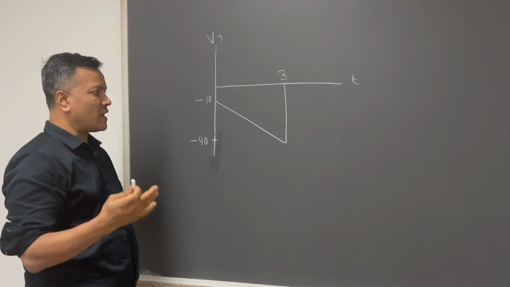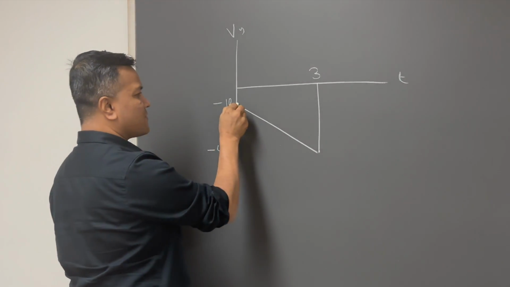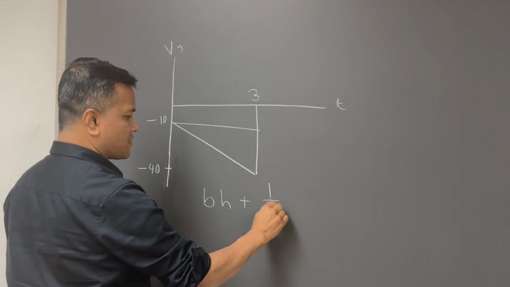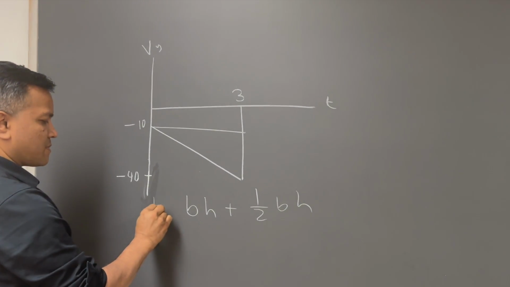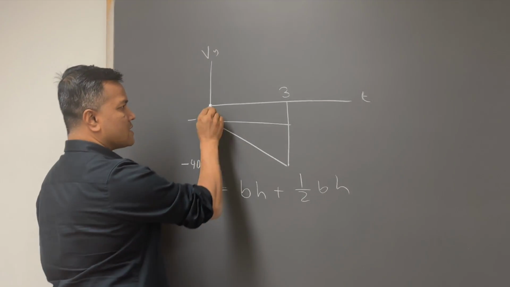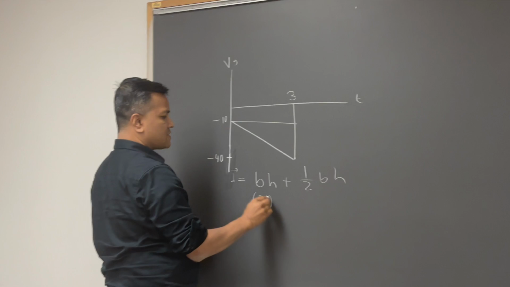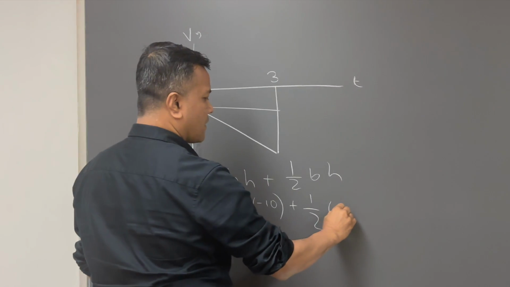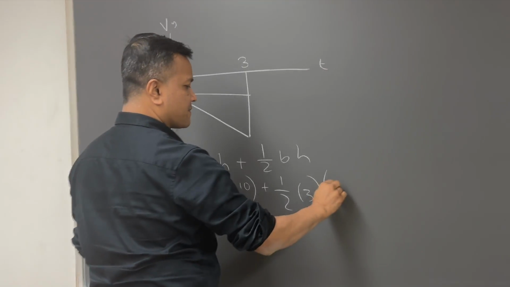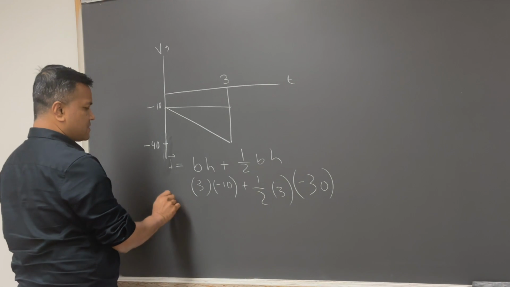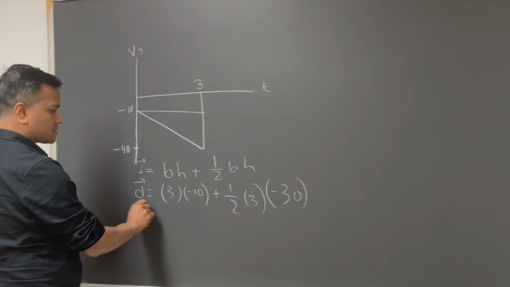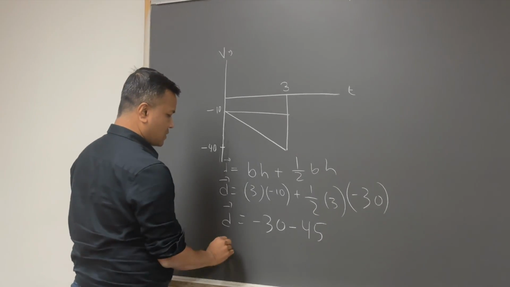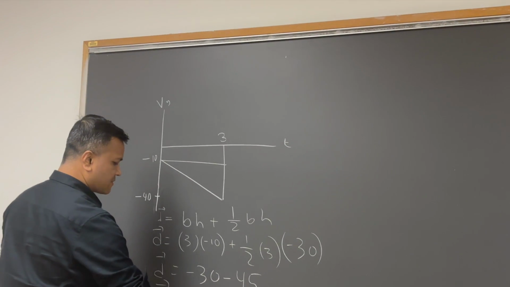I want you to find the displacement 6 different ways. The first way is BH plus half BH, right? And that's going to give us a displacement. B is 3 and H is negative 10, plus half, B is 3 and H is negative 30. So the displacement is negative 30 minus 45, so displacement is negative 75.